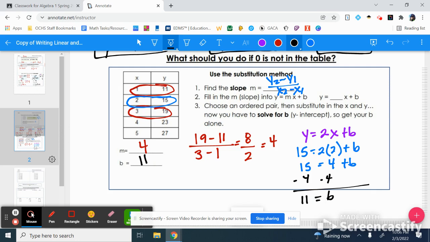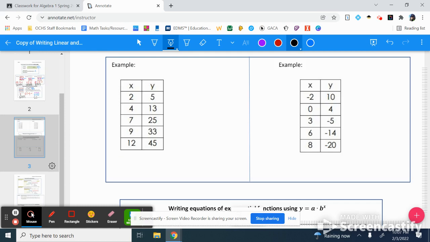Because 15 minus 4 is 11. So now that I have my slope and my y-intercept, I plug it into y equals mx plus b. So y equals 4x. Remember, we want to leave the x in the problem. Plus 11. That would be how I create my equation for this. So let's go to the next page.